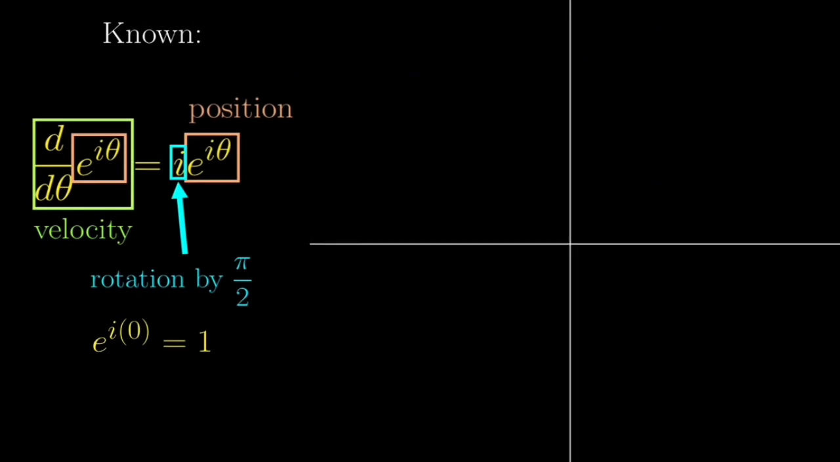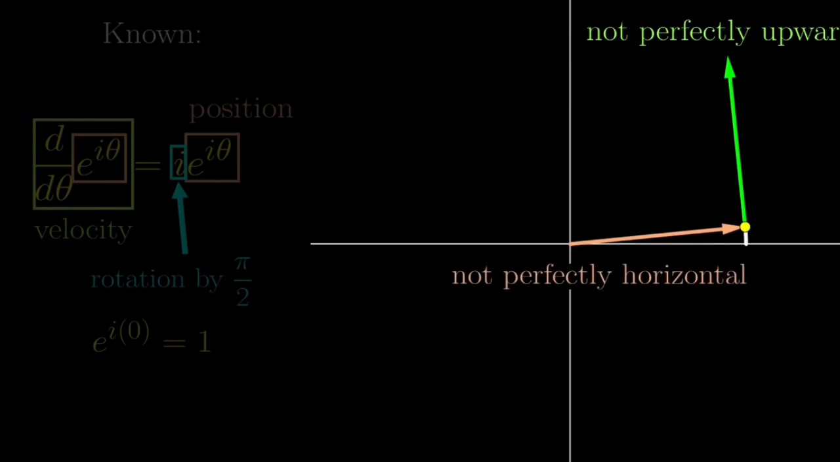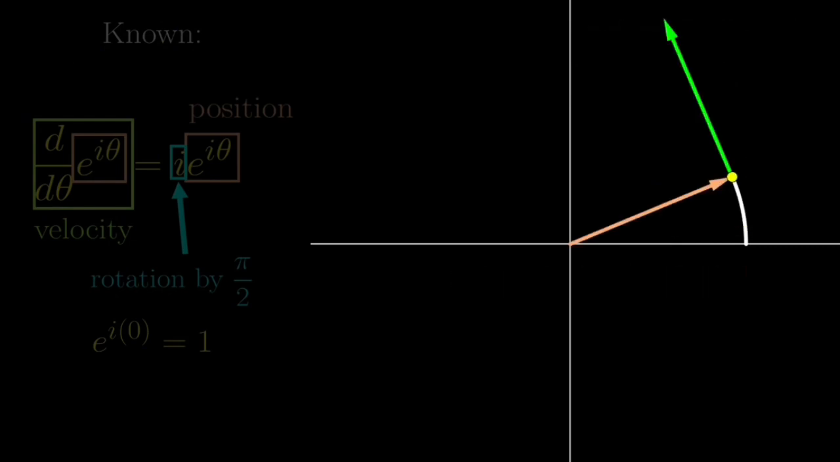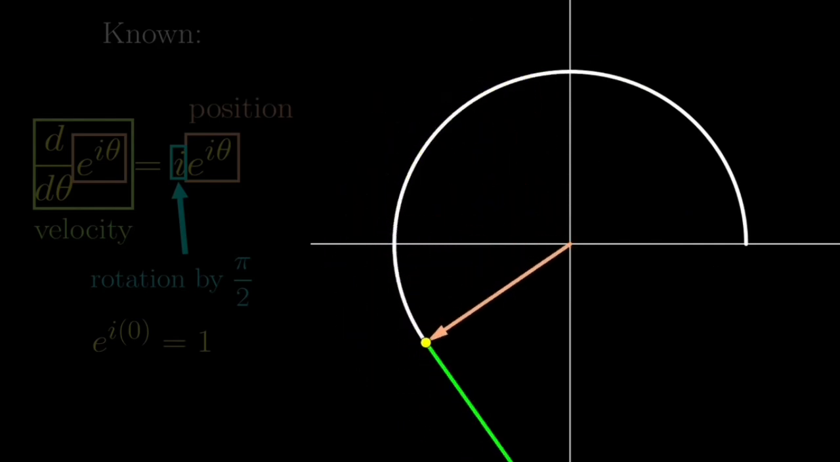This relation, together with the fact that when theta is 0, the exponential is 1, allows us to determine the trajectory. So this is the complex plane. When theta is 0, it is 1, so the particle starts here. Since the velocity is perpendicular to the position vector, the initial velocity points upwards. So after a very small time, the velocity vector no longer points directly upwards because the position vector is no longer perfectly horizontal. In fact, as time goes on, the trajectory is exactly a unit circle.